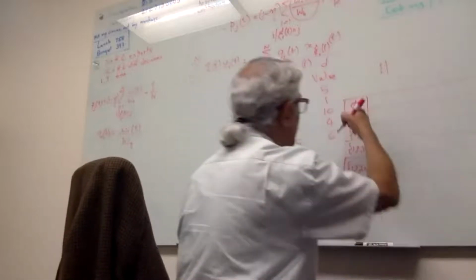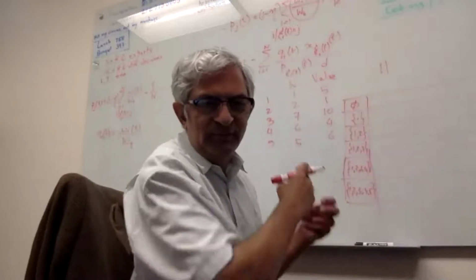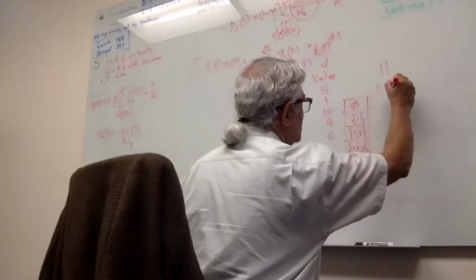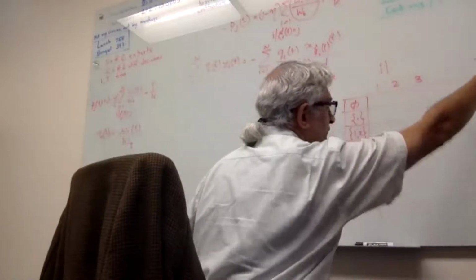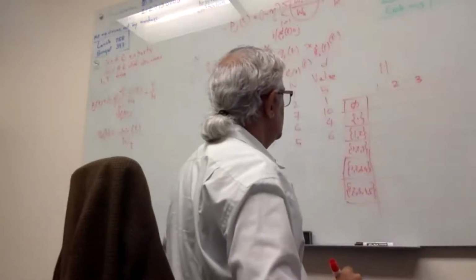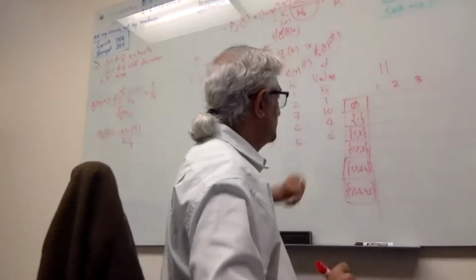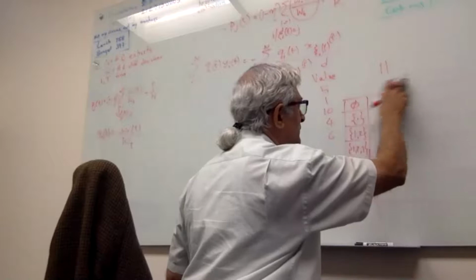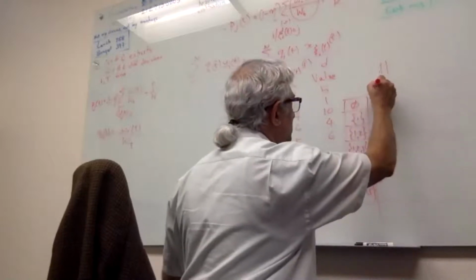Now, if I have nothing to choose from, it's easy. By the way, I'm going to have columns with values 1, 2, 3, 4, 5, going all the way up to 11. And by the way, I need a column for 0 also, just to make things clear.